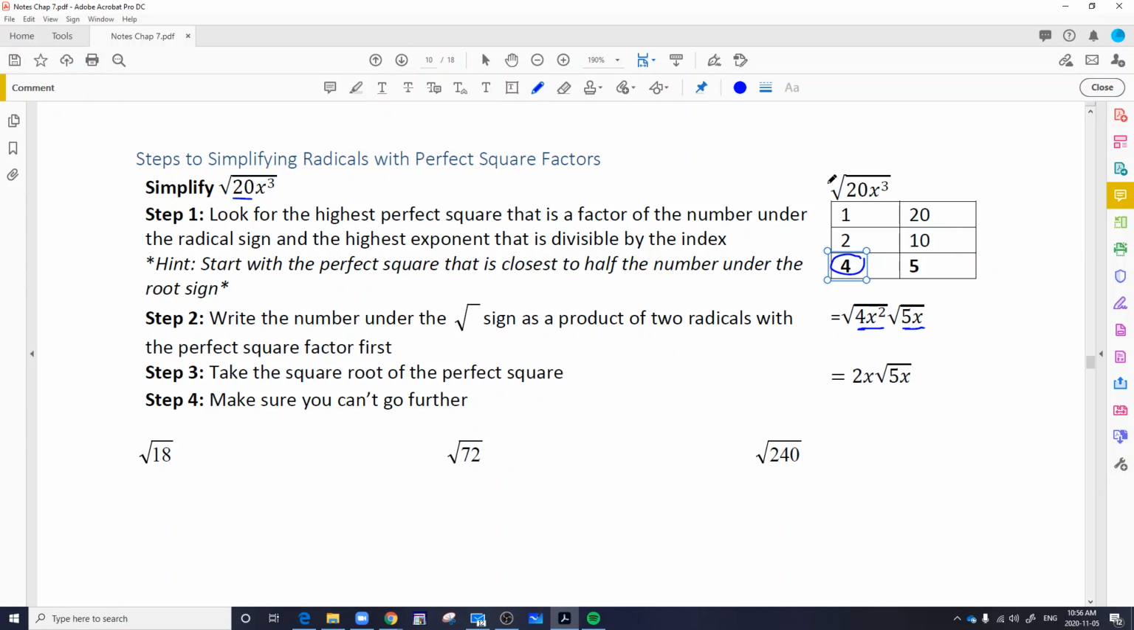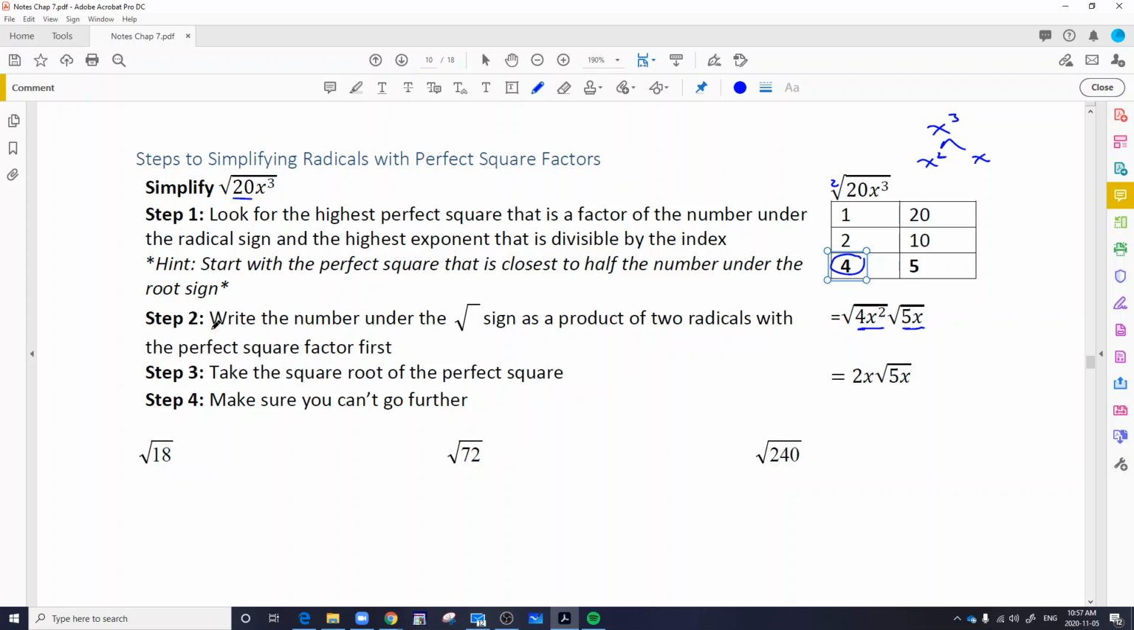Then you look at your variable. The index here is a 2. Since the 3 is greater than a 2, then you know that it's not simplified. So what you're going to do is look for a factor of x cubed where the exponent is divisible by 2. For example, x cubed could be broken up into x squared and x. Being divisible by 2 is how you're going to determine if it's a perfect square. So x squared is a perfect square and x is not. And so the x squared will go under the first radical sign and the x will go in the leftover.